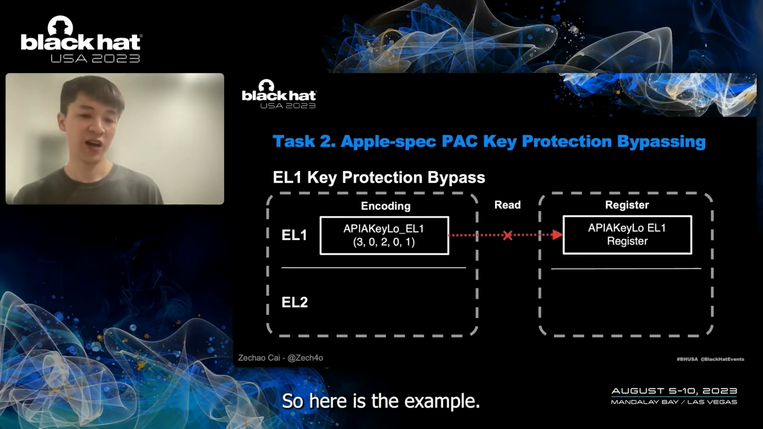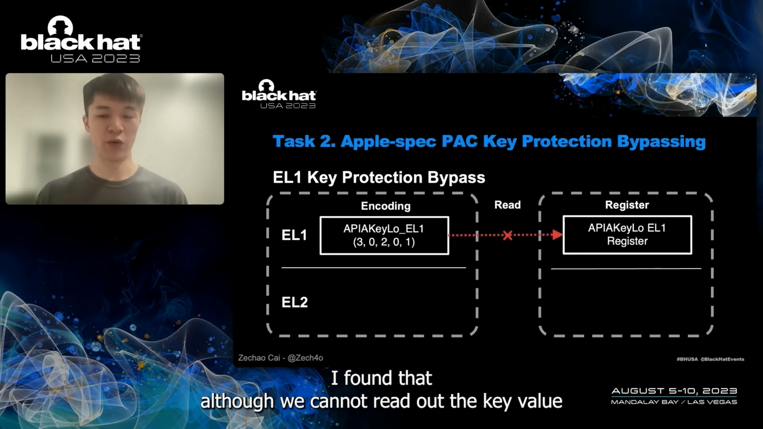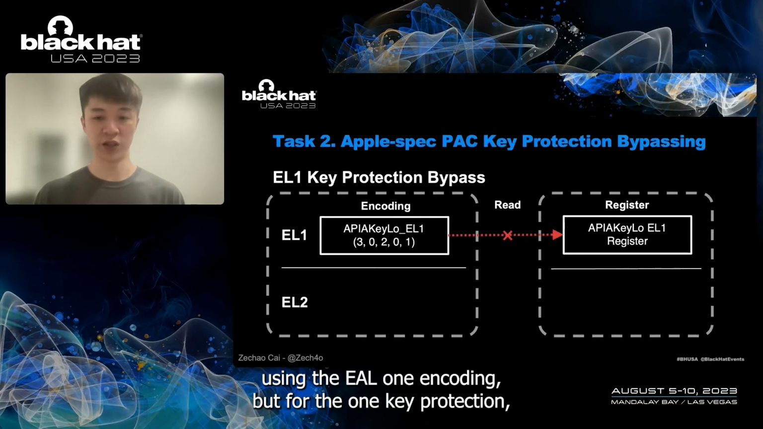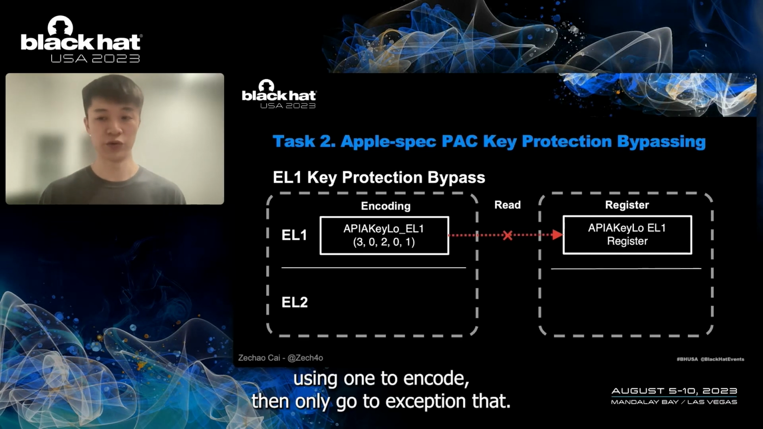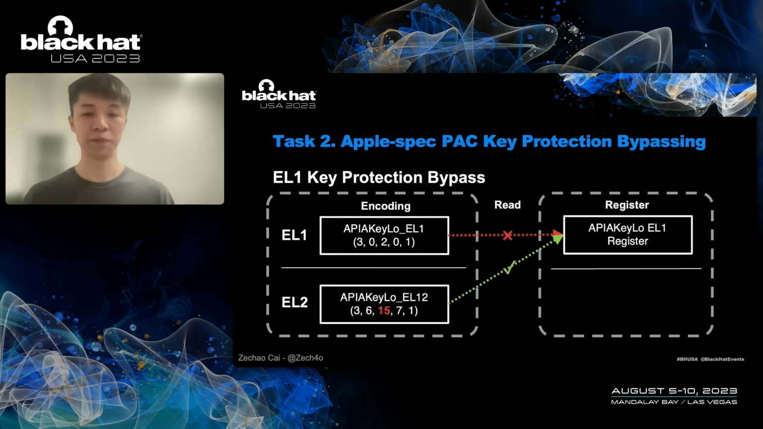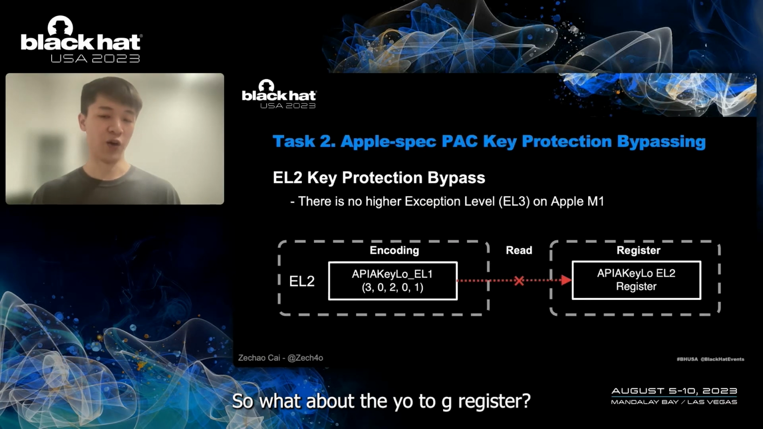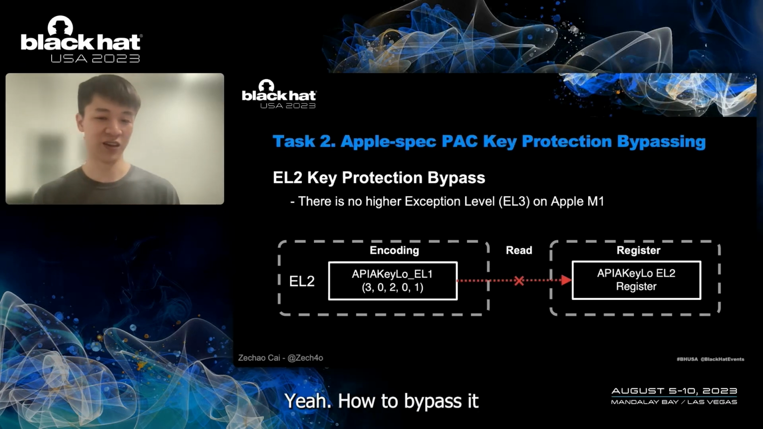So here is the example. I found that although we cannot read out the key value using the EL1 encoding, for the EL1 key protection, we can bypass it by reading the key register using the EL12 encoding on the EL2 exception level. So what about the EL2 key protection? How to bypass it?